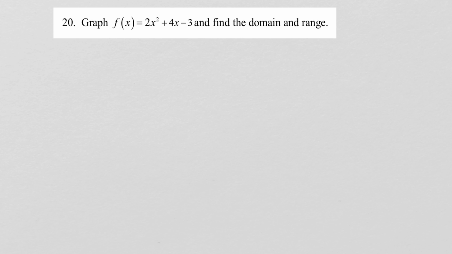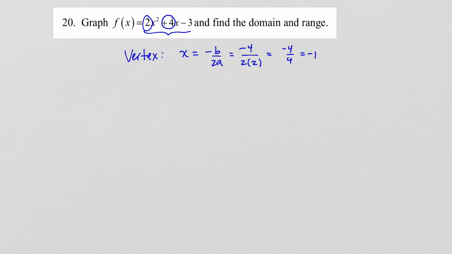Here we want to graph the function f of x equals 2x squared plus 4x minus 3, and then find the domain and range. To graph this, it's best to realize that this is a parabola, and so we need the vertex of this parabola. We can find that by either completing the square or by using the formula x equals negative b divided by 2a. This method is a little bit easier. So negative b is going to be negative 4, divided by 2 times a. A is 2, so that's 2 times 2. That's negative 4 divided by 4, which is negative 1.